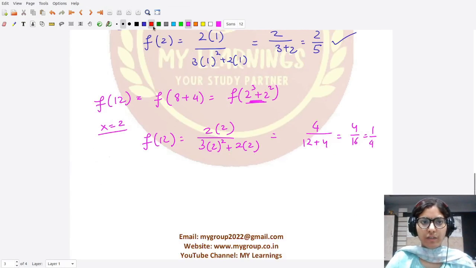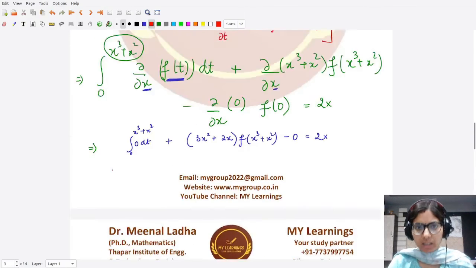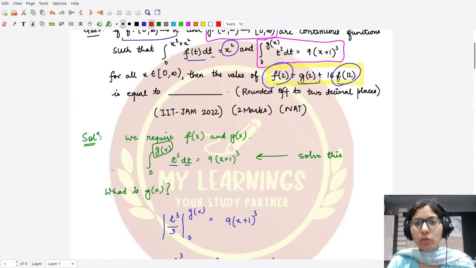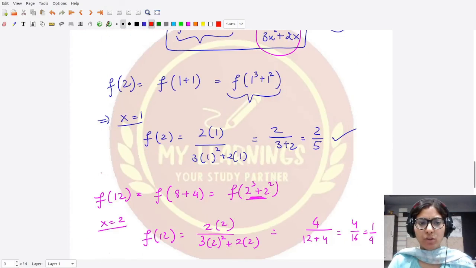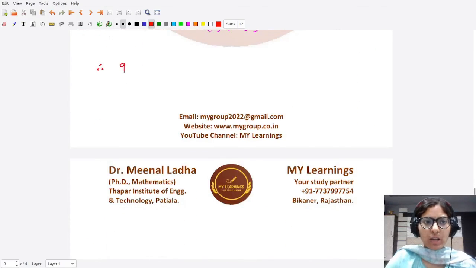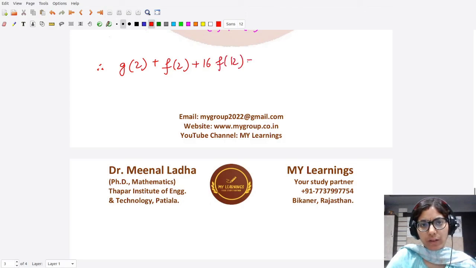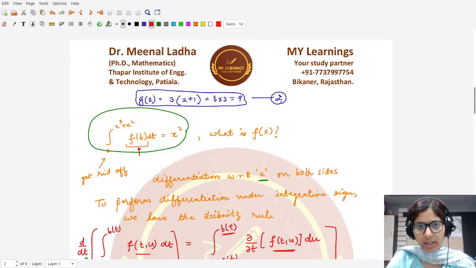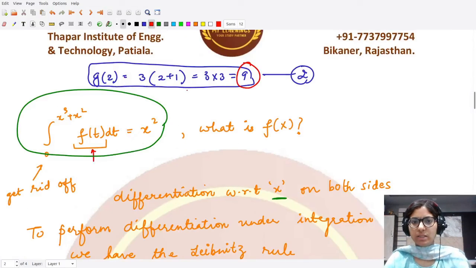So therefore finally what is your expression? So we wanted to calculate that from here. Let's see, what do we wanted to calculate? We wanted to calculate f of g of 2 plus f of 2 plus 16 times of f of 12. So what is the value of g of 2 that we have already calculated? That was equal to this 9, right? That was equal to this 9.